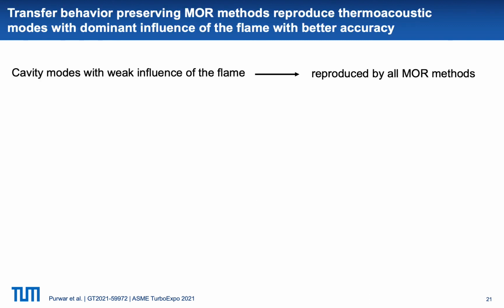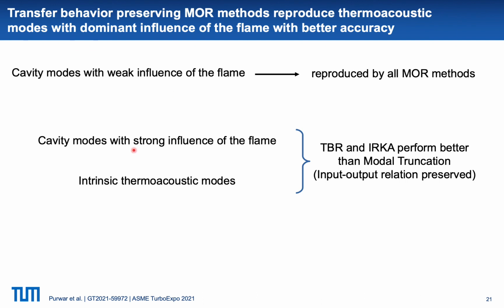To finally summarize, we can say that in a reduced thermoacoustic system with the approach where the reduced acoustic subsystem is coupled with the flame model, all the reduction methods reproduce the cavity modes with weak influence of the flame. On the other hand, to reproduce the cavity modes which have strong influence from the flame and the intrinsic thermoacoustic modes that are completely absent in the eigenspectrum of the acoustic subsystem, reduction methods that preserve the transfer behavior of the acoustic subsystem perform better than modal truncation.